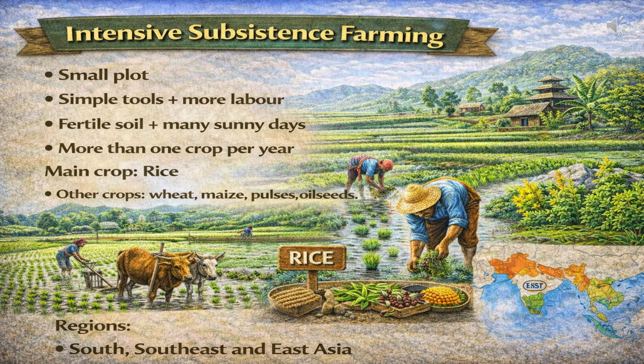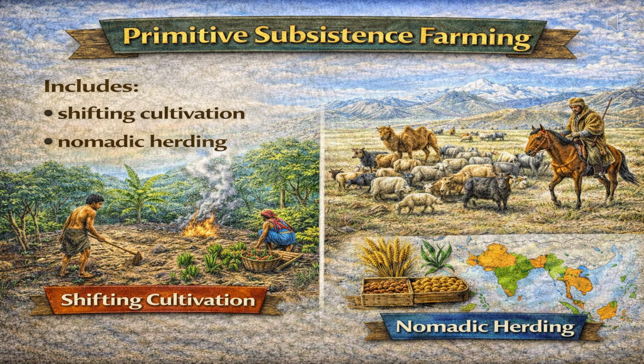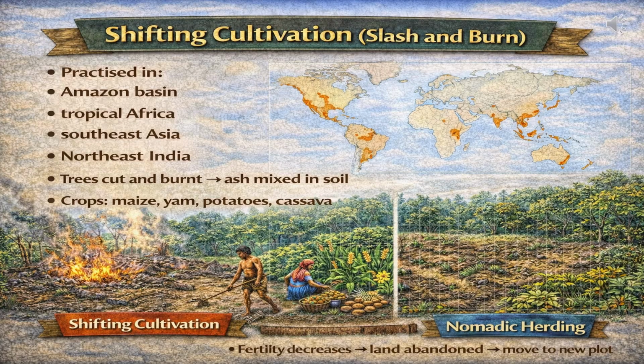Now let's move to the second type, primitive subsistence farming. It is more traditional and older. It includes shifting cultivation and nomadic herding. Both are still practiced in some regions today. Now let's understand shifting cultivation first. Shifting cultivation is also called slash and burn farming. It is practiced in the Amazon basin, tropical Africa, Southeast Asia, Northeast India.